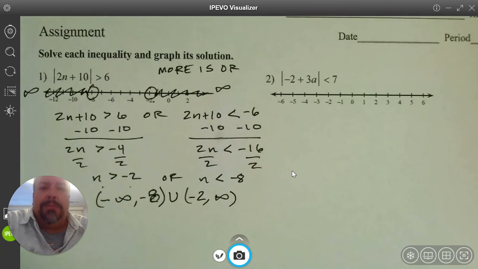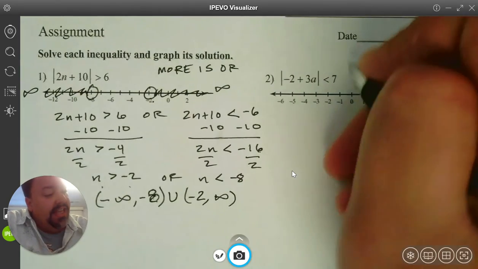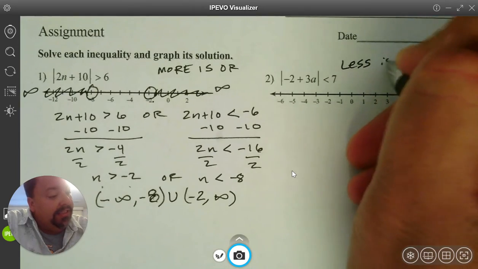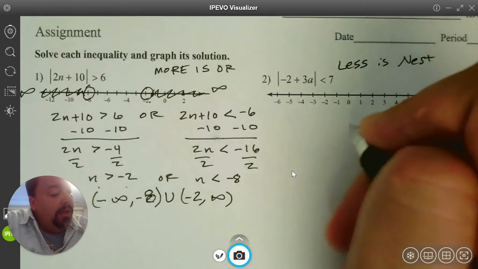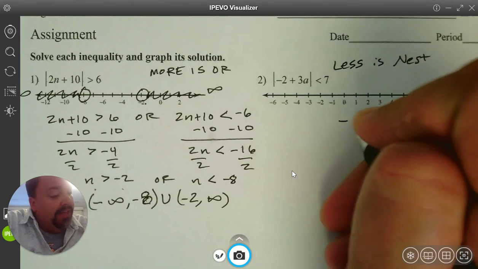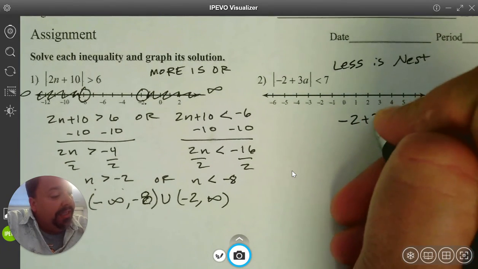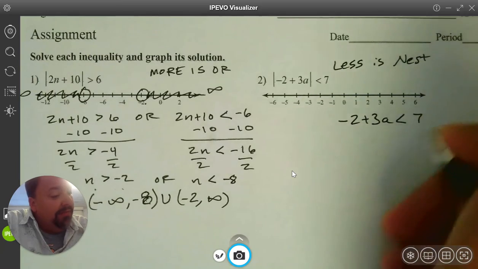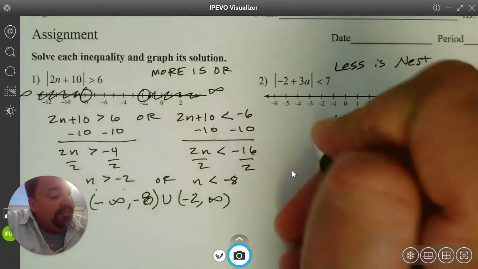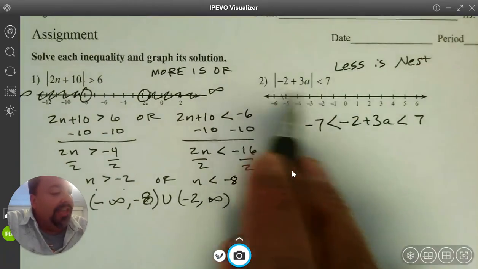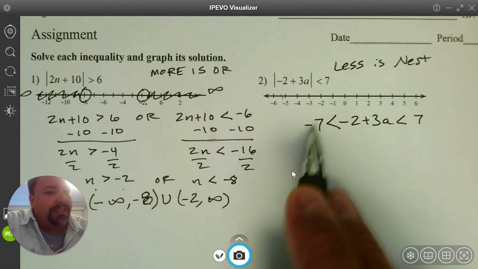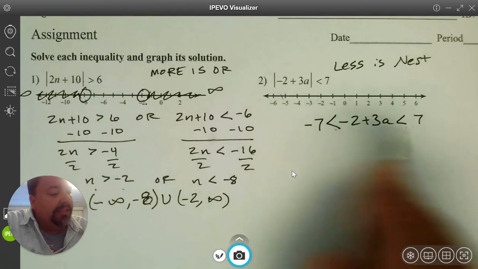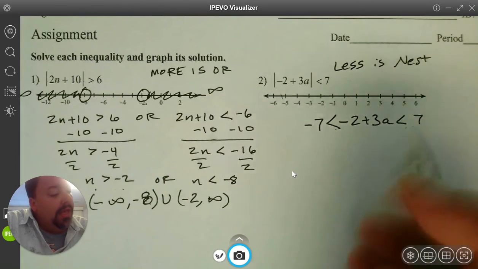Second one, absolute value is less. Less is nest. Less is nest. Or is or. So on this one, we're going to drop the absolute value bars again. We have negative 2 plus 3a is less than 7. And nested between negative 7. So just take that inside the absolute value, stick it between the number and its opposite on this side, making sure that the symbols are less than.